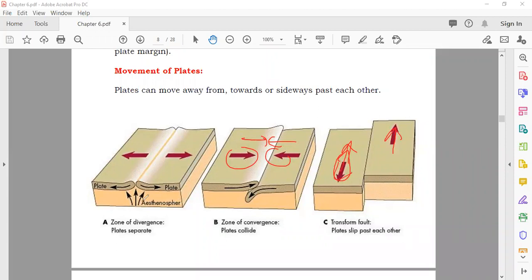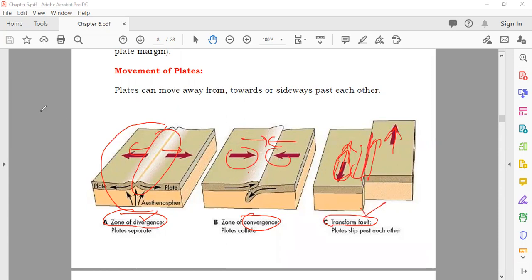Okay. So if it happens like this, this is known as divergence. If something is going away from each other, this area is known as zone of divergence. And if they are coming towards each other, this is known as convergence. And if they slide over each other like this, this is known as transform fault. This line is known as transform fault.